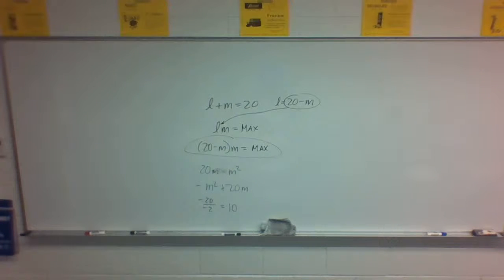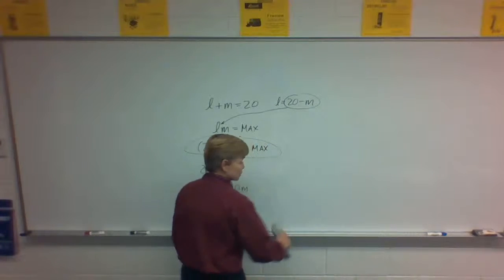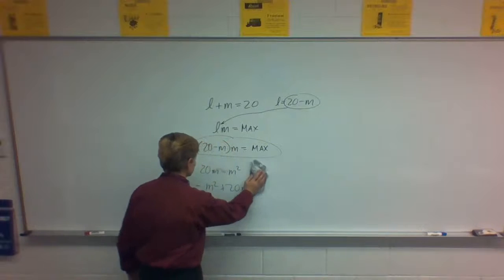It says a rectangle is to be inscribed. That means put inside. A rectangle is to be inscribed under one arc of the sine curve. The question is, what's the largest area that the rectangle can have, and what are the dimensions of it? Do you see that's kind of a tall order? Kind of an interesting question.